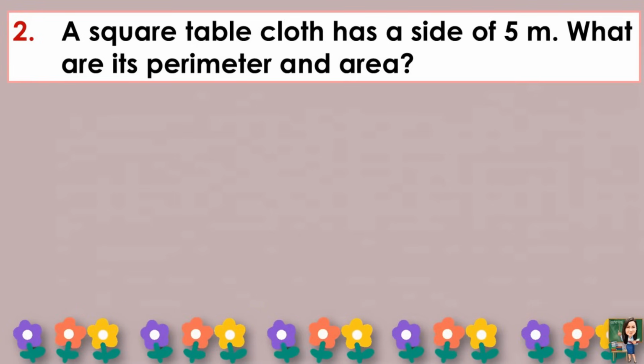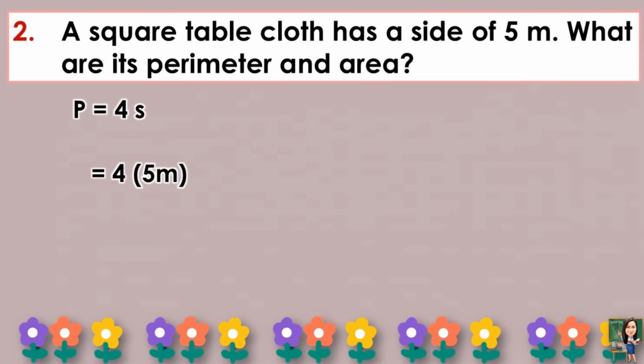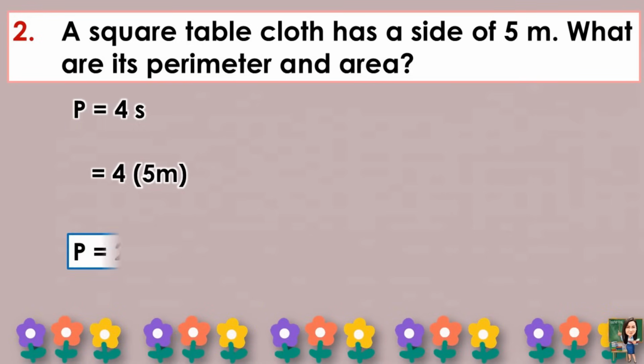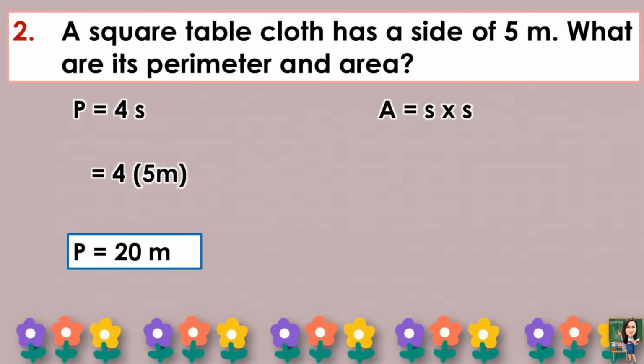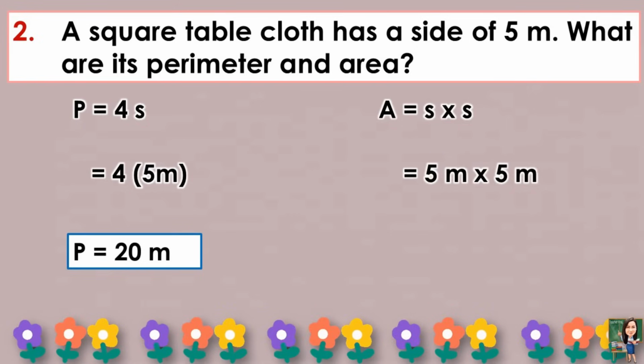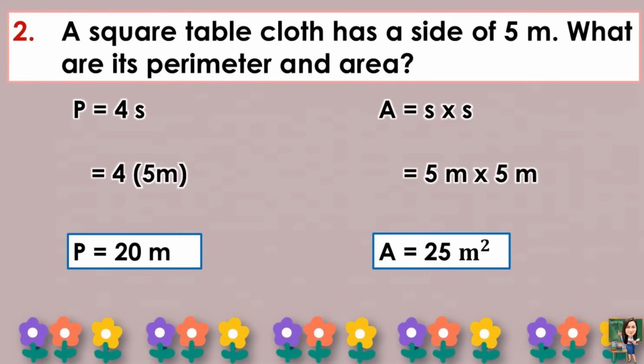The formula for perimeter of square is perimeter equals 4s, or side plus side plus side plus side. Or substitute it like this. 4 times 5 meters equals 20 meters. The perimeter of the square is 20 meters. Now the area is area equals side times side. Substitute it like this. 5 meters times 5 meters equals 25 square meters. So the area of the square is 25 square meters.